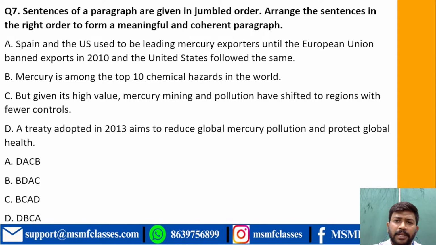Because of its high value, mercury mining and pollution have shifted to regions with few controls, or BD, a treaty adopted. Now, if you observe here, it is the global mercury and to protect global health. Spain and the US used to be leading mercury exporters until the European Union banned exports in 2010, and the United States followed the same. So you can go with option C here, which makes sense. That's the reason you can go with option C, because by joining all the options, I have found BCAD is making a correct, meaningful paragraph. That's the reason I'm going with BCAD as the answer.